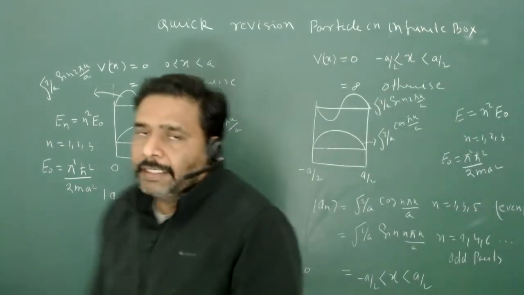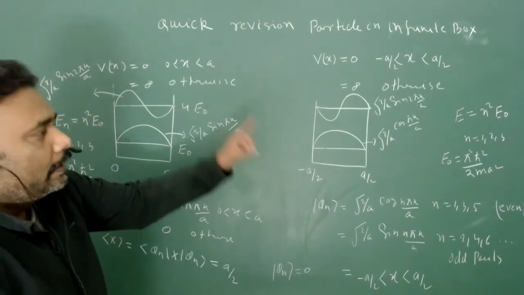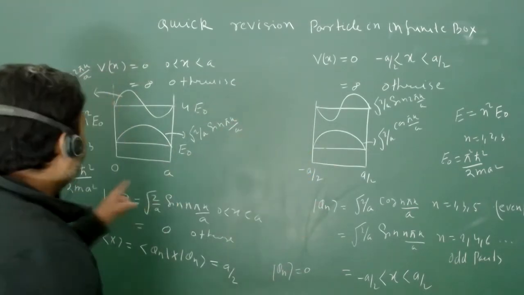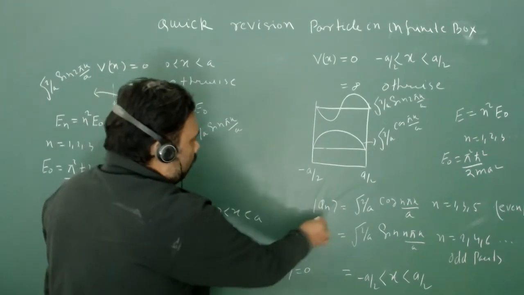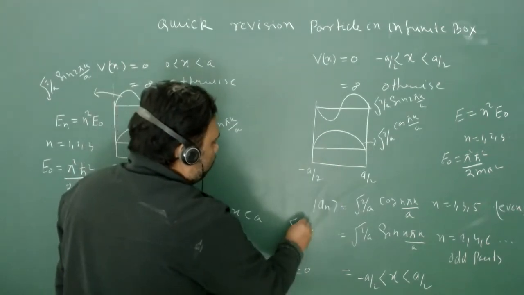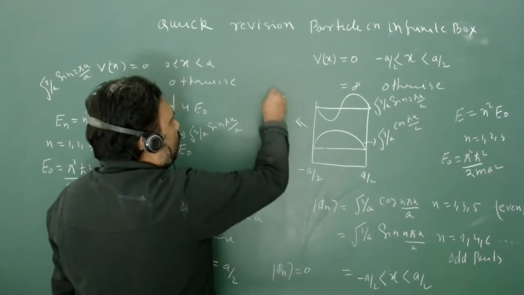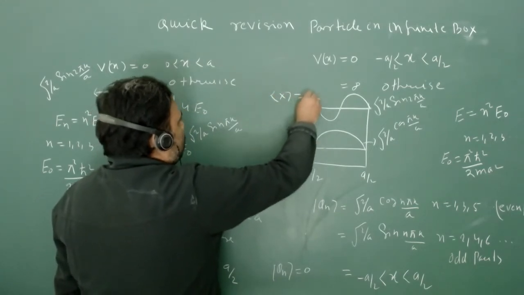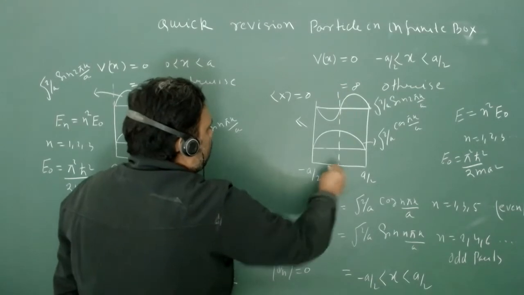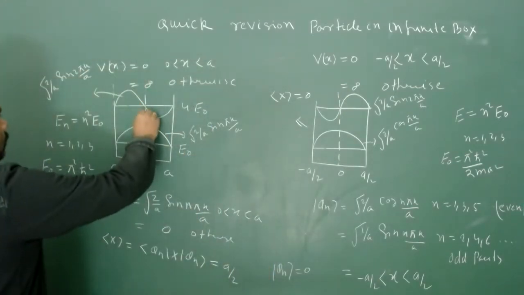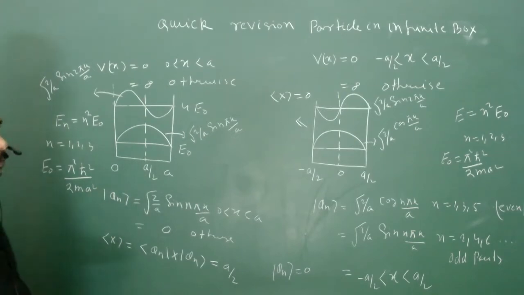So what you can see is that the wave function is going to change, but the energy eigenvalue will remain the same. The normalization constant will remain the same. And if you calculate the average value of x in this case, the average value of x is equal to 0. We know that the average value of x is at the center of the box, that is a by 2 for the first box.